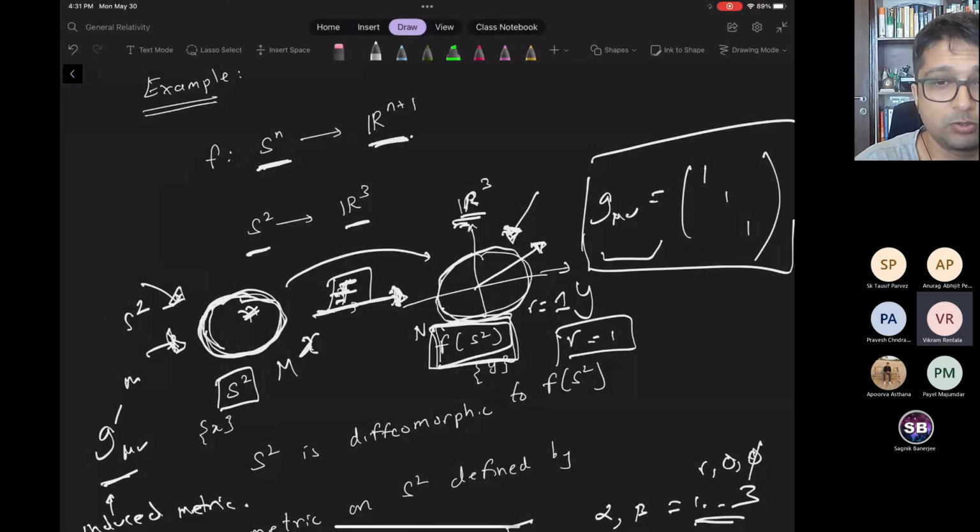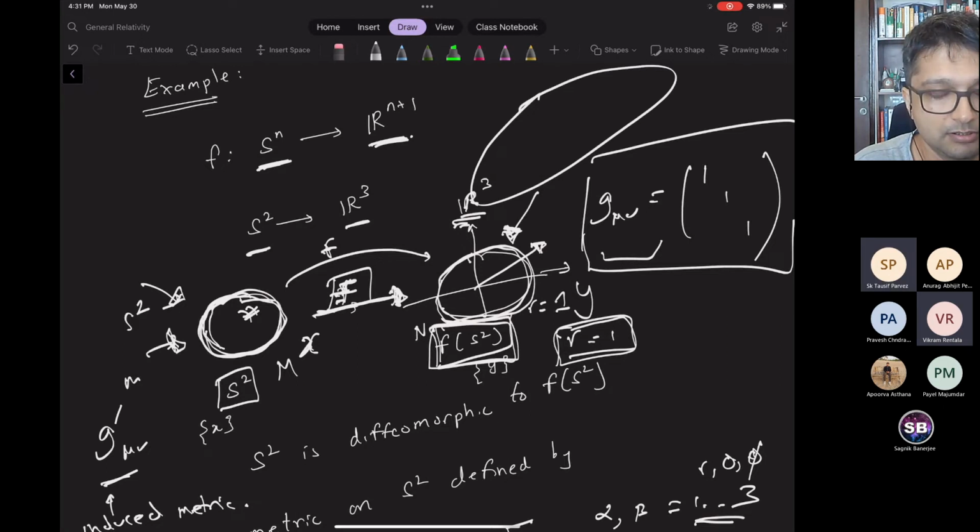No, again, when you say whole of S2 to whole of R3, it means this mapping can take you to any point in R3, but the particular map we have chosen takes us only to the points with r is equal to 1. Right? I could have distorted it. For example, I could have mapped this to some kind of ellipsoid. That could have been a different choice of F.